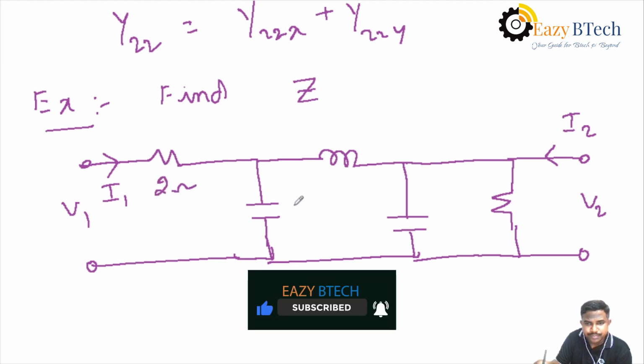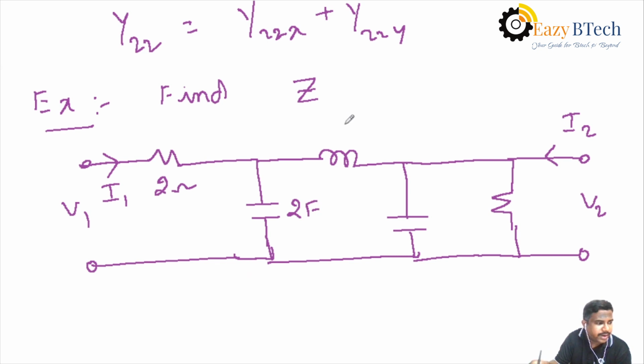2 ohm, 2 farad, 2 Henry, 1 farad, and 1 ohm. Okay. For this network, we have to find out the Z parameters.